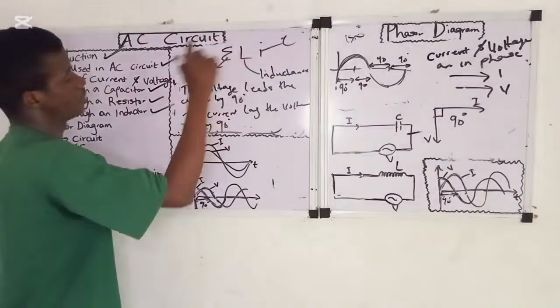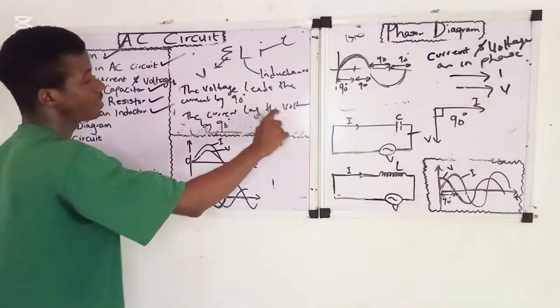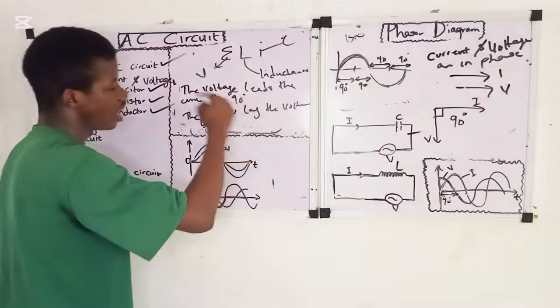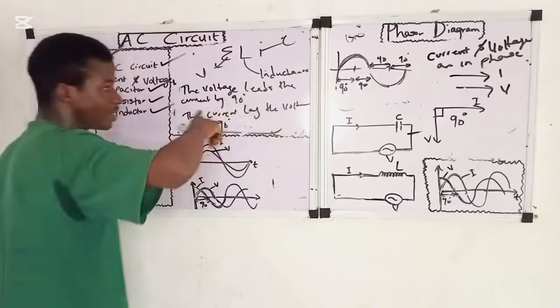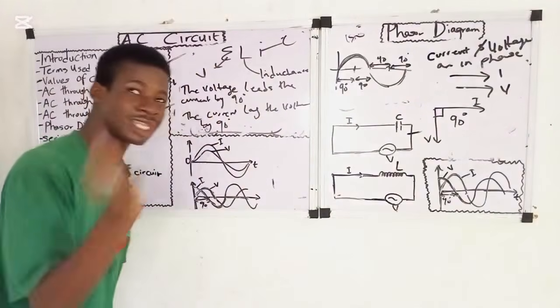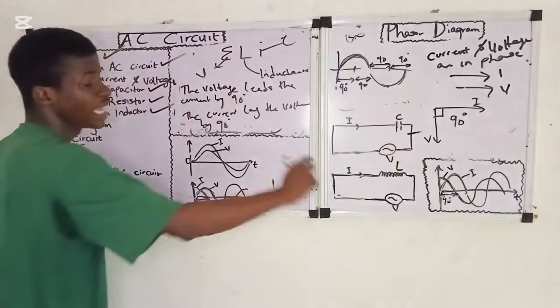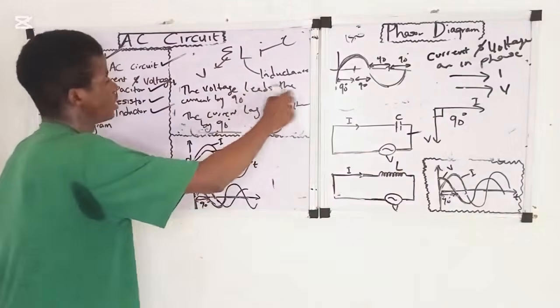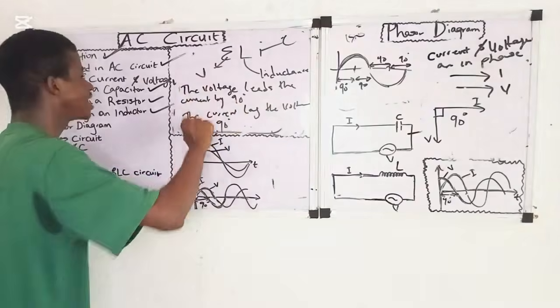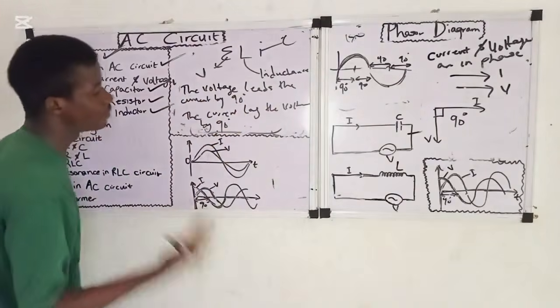So the voltage leads the current by 90 degrees. The current lags the voltage by 90 degrees. So that's that: in a purely inductive circuit, the voltage leads the current by 90 degrees, or you can say the current lags the voltage by 90 degrees.